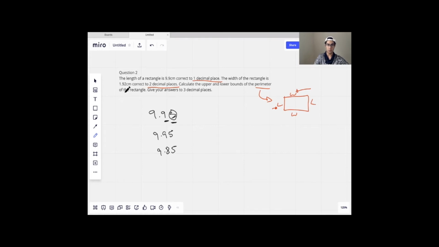And the 1.92 centimeters is correct to 2 decimal places. So we think about the digit here, and it could be anything as large as 1.925. Let me write upper bound, lower bound. It'd be helpful to write length here, and width, and have the upper and lower bound. The lower bound will be 19.915.